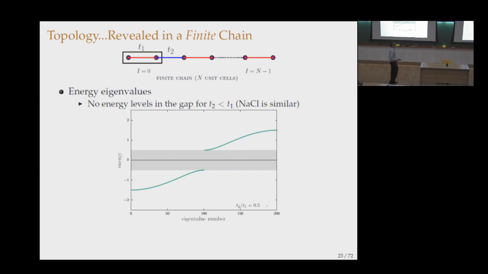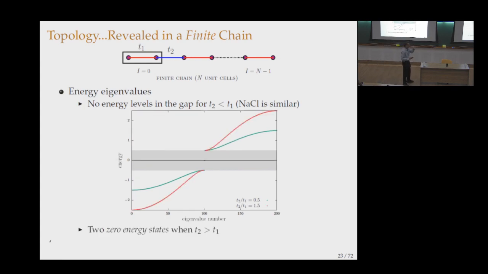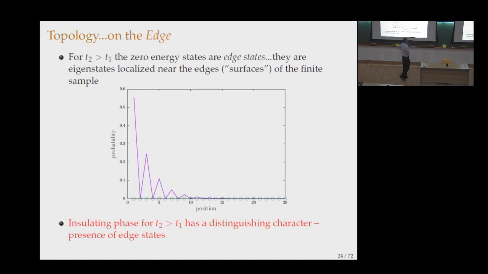Okay, so this is what happens. Now I'm going to take a look at the wave function corresponding to this particular energy. What I'm plotting on the x-axis here is the position along the physical chain in real space, and what is plotted is the probability of finding the electron if it has that energy, that zero energy, right? And you see that there is a wave function localized on the edge.